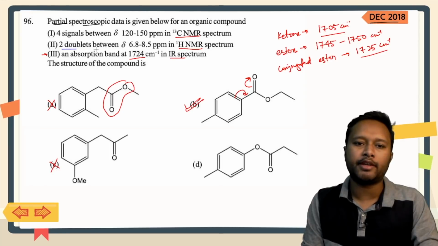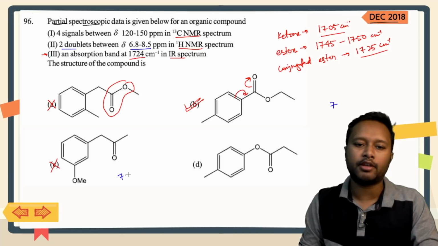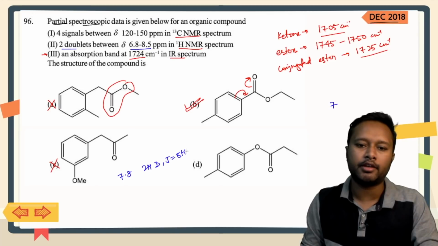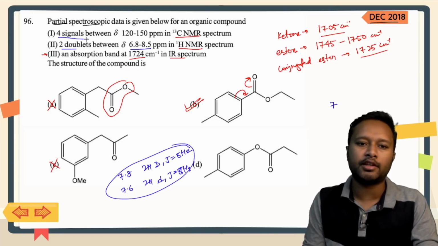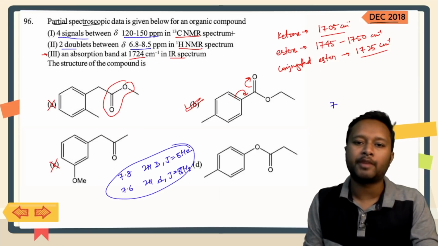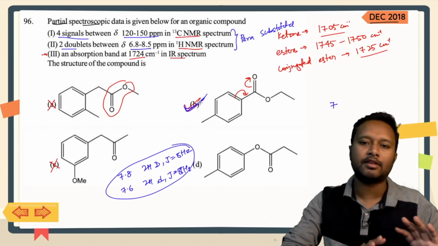See, two doublets between 6.8 to 8.5 in the proton NMR. Remember I told you, you generally get one at 7.8, 2 hydrogen doublet, J equals 8 hertz, and again at 7.62, 2 hydrogen doublet, J equals 8 hertz. I told you that this corresponds to para substitution, and that's what it is. And the 4 signals in the carbon NMR also tell you about the para substitution. So these first and second data are telling you about a para-substituted product. That also justifies option B as the correct option. So option B is going to be the correct option.